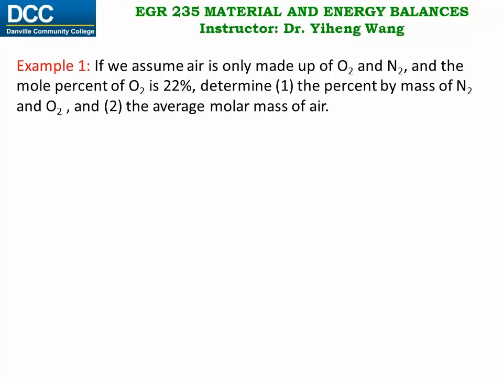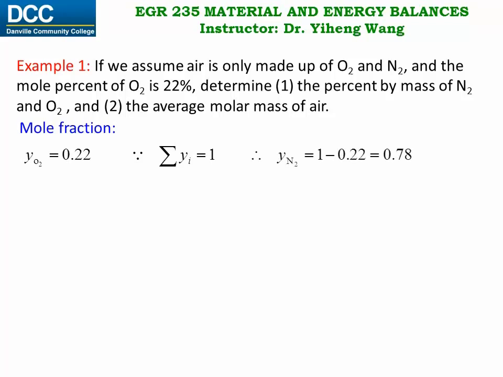In this problem, we are given that the mole percent of oxygen is 22%, and that means that the mole fraction of oxygen is 0.22. And since the sum of mole fractions of all components in the mixture equals 1, and this mixture only has 2 components, oxygen and nitrogen, the mole fraction of nitrogen equals 1 minus 0.22, which is 0.78.